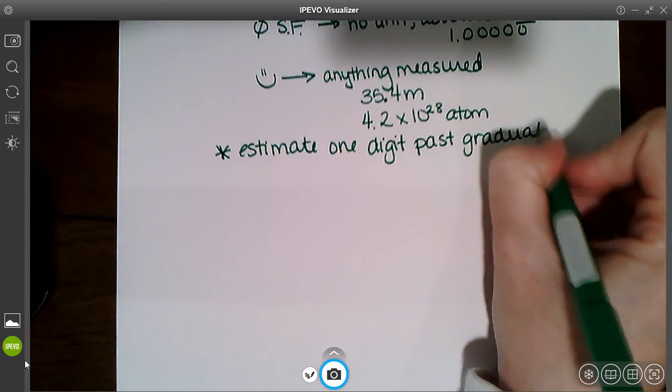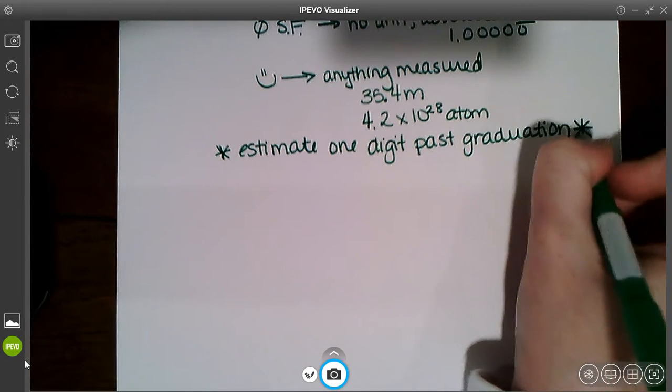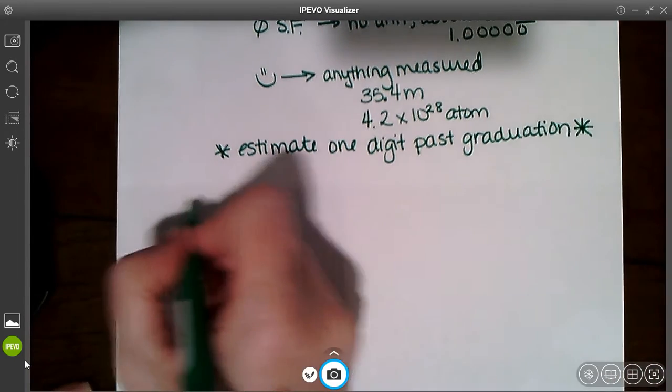You guys might hear my daughter Clara in the background. She's just really excited about sig figs, so sorry about that.